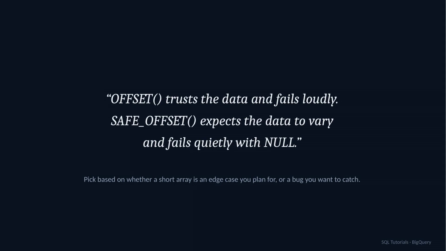One rule to take away. OFFSET trusts the data and fails loudly when it's wrong. SAFE_OFFSET expects the data to vary and fails quietly with a null. Pick based on whether a short array is an edge case you plan for, or a bug you want to catch.